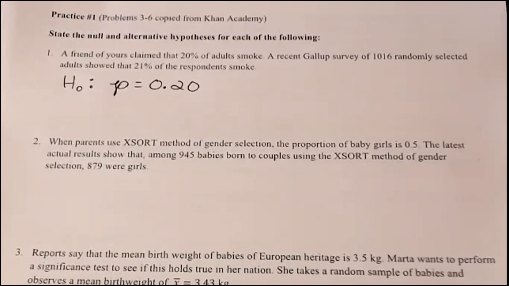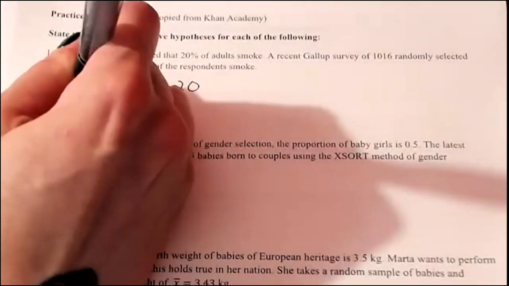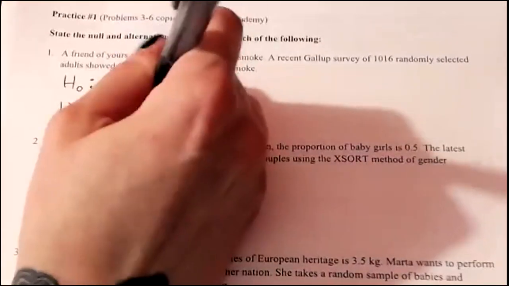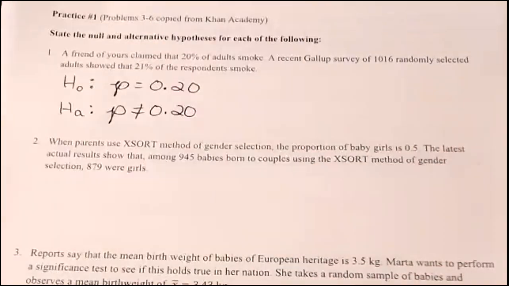Notice we're not specifying that the researcher believes that the percentage of adults who smoke is greater than 20%. We just found something that showed a difference. So we are going to note that the alternative hypothesis is going to be that the proportion does not equal 20, that there's some sort of difference. So I'm going to make a note here.